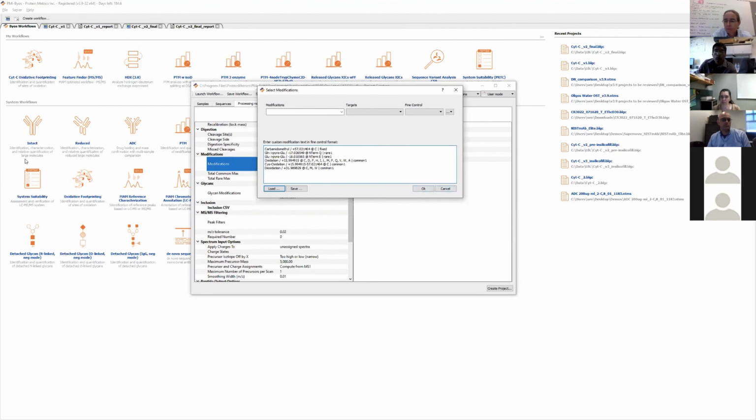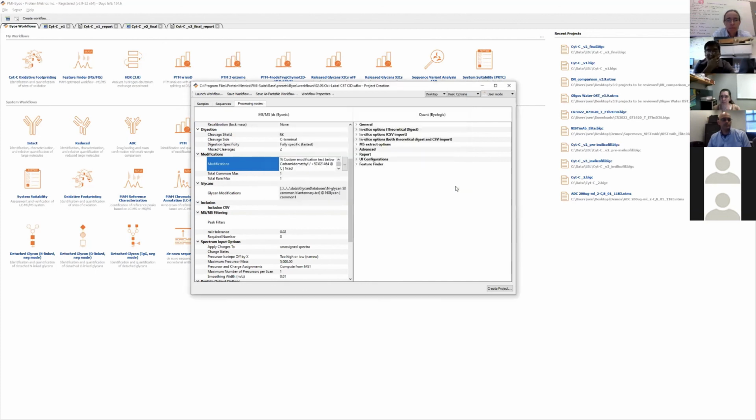But if you look at some of the other workflows, you will see that they're going to be different depending on the workflow. And how many of those totals are allowed? So each modification has a type, common or rare or fixed, and there is a limit on how many of those commons or rares are allowed in total.